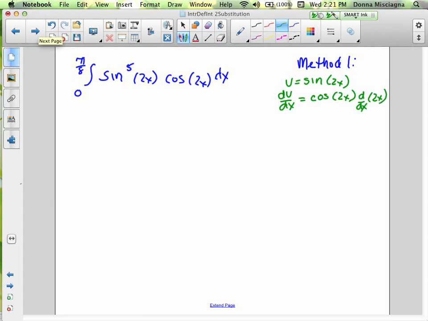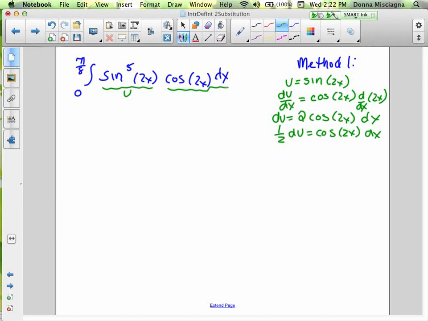All right, so we're going to move the dx to the other side. So du equals, and of course the derivative of 2x is 2, so let's write the 2 in there. So du equals 2 cosine 2x dx, right? But we have a cosine 2x, but we don't have the 2. No problem. We'll just make that 1/2 du equals cosine 2x dx. So we're going to replace the sine 2x part with u, and the cosine 2x dx with 1/2 du.